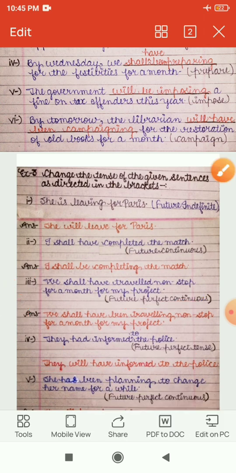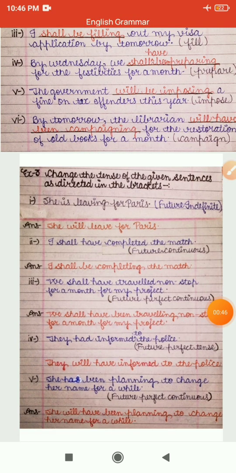Now let's see the last sentence. Last sentence is she has been planning to change her name for a while, that is present perfect continuous tense, and we have to change it into future perfect continuous tense. So that will be she will have been planning to change her name for a while. At the place of has we have used will have, that is the form of future perfect continuous tense. She will have been planning to change her name for a while.